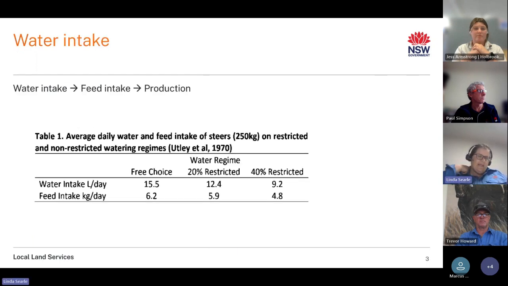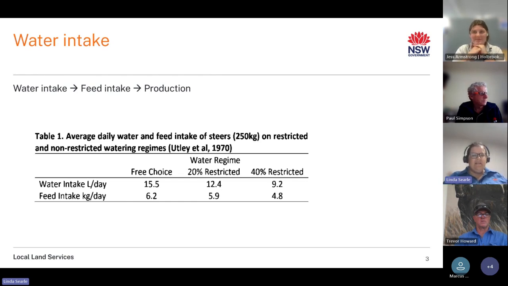So unsurprisingly, water intake is directly linked to feed intake. They actually did a study about this with some steers way back in 1970. Apologies for anyone who thinks 1970 is not way back.